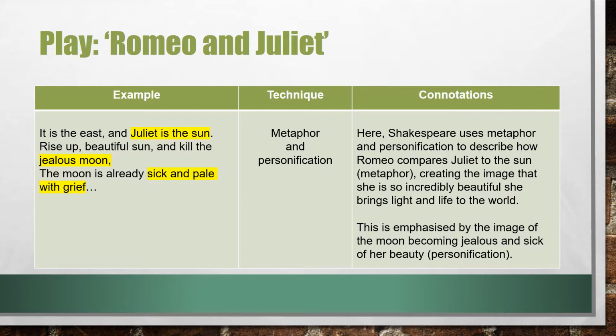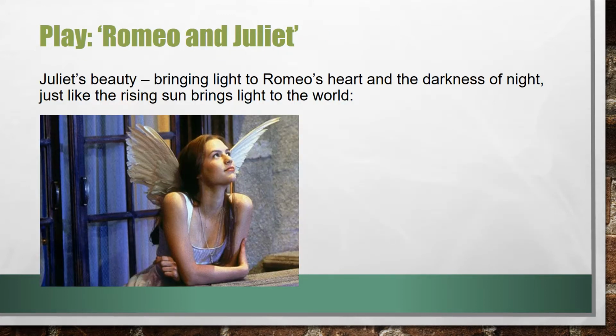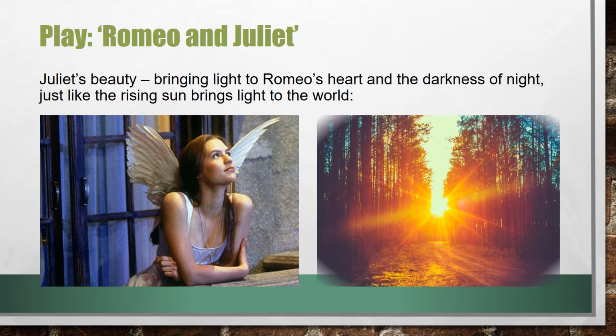And he's done this to describe how Romeo compares Juliet to the sun, that's the metaphor, creating the image that she is so incredibly beautiful she brings light and life to the world. This is further emphasized by the image of the moon becoming jealous and sick of her beauty, and that's the personification. So, Juliet's beauty, bringing light to Romeo's heart in the darkness of night, just like the rising sun brings light to the world.